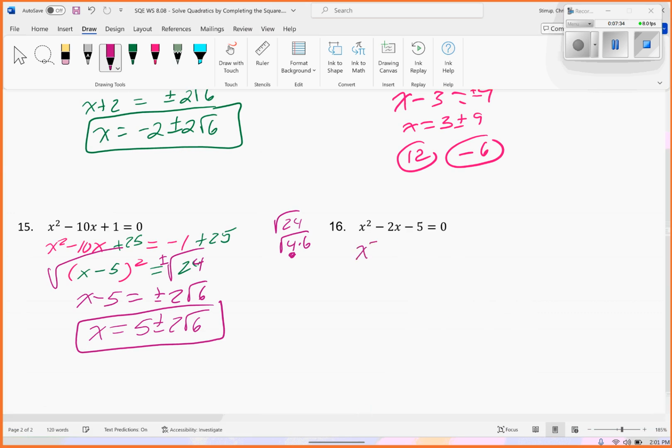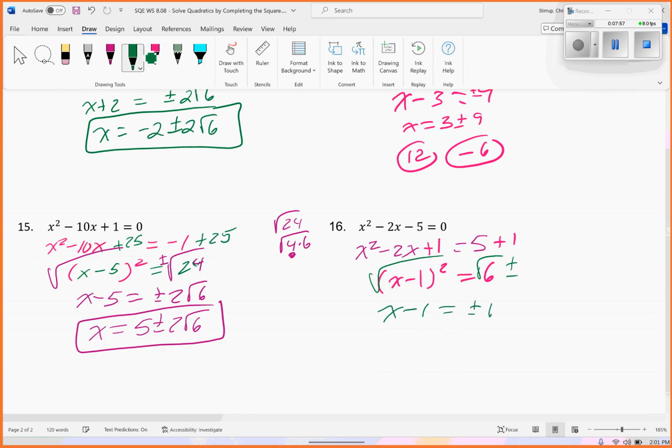All right, 16, I'm going to add the 5 to both sides. Okay, so it moves over. Set up your parentheses. There's a minus sign. Half of 2 is 1, half of 2 is 1. 1 squared is 1. So I get 6. Root. You get a plus minus on that. 6 will not break down. 6 just stays as that. Add 1 to both sides, so I get 1 plus or minus root 6.